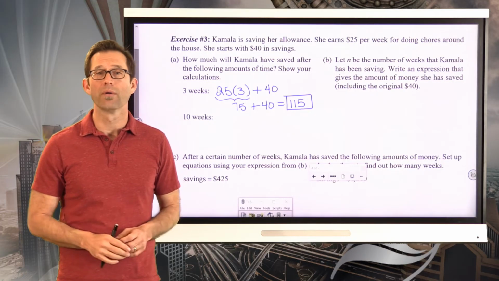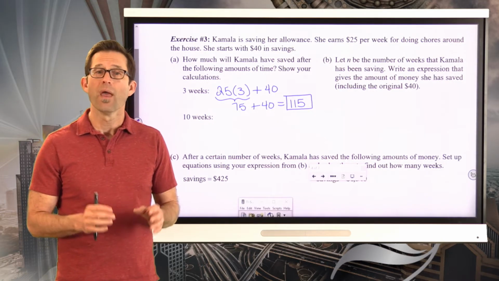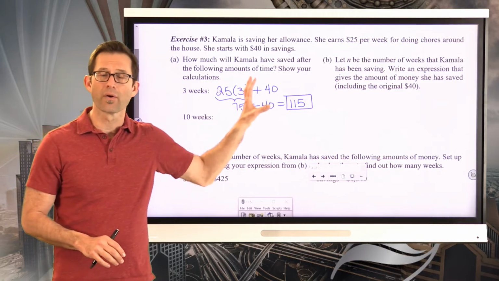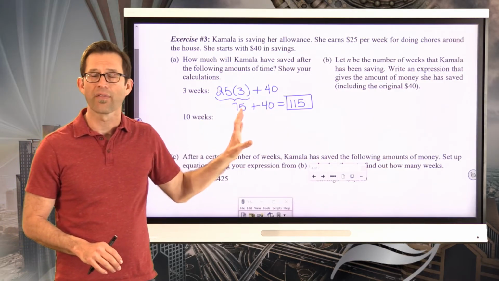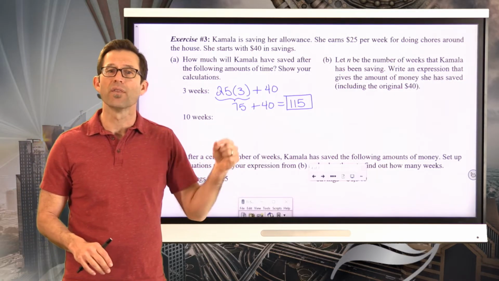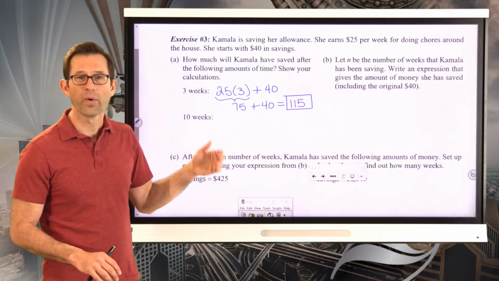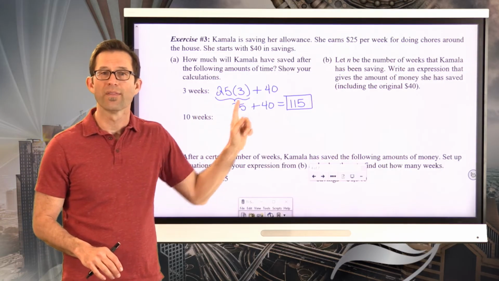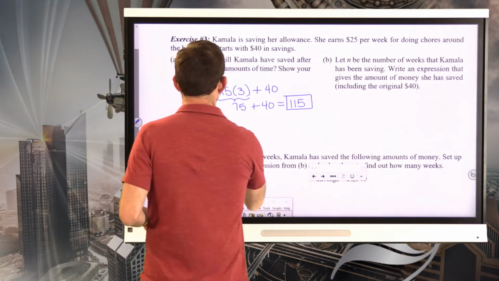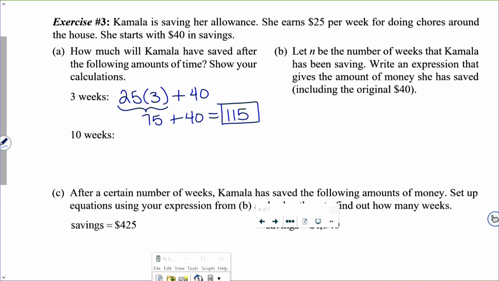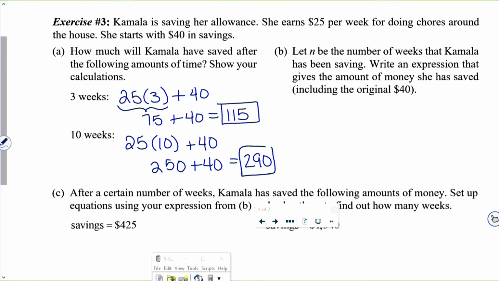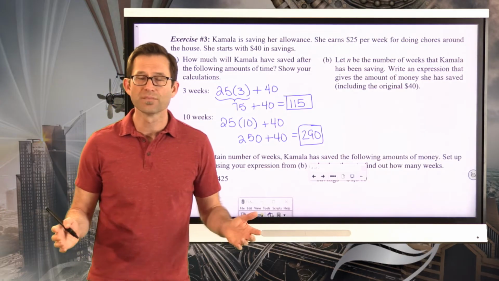Now, one of the really important parts of this problem, and one of the reasons that I write it so that you've got this letter A, no algebra involved or anything like that, is I want to make sure you see the pattern, right? So for 3 weeks, we did 25 times 3, and then we added 40 on. For 10 weeks, we're going to do 25 times 10, and we're also going to add that 40. Of course, 25 times 10 is 250, plus 40 gives me $290. All right, so simple.